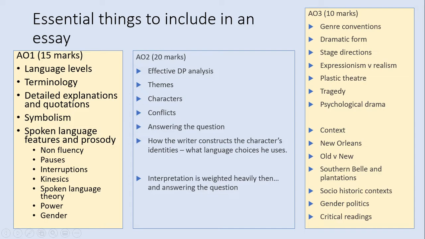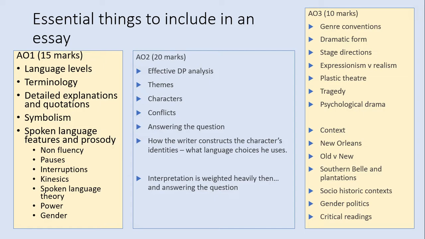There are two key elements to AO2, and the first one is how the writer constructs the characters' identities. We're looking specifically at the language choices Tennessee Williams uses to convey a particular character, and that does again include those spoken language features. Interpretation is heavily weighted, so please make sure that you're answering the question and interpreting the messages that come out of those language methods the writer uses.